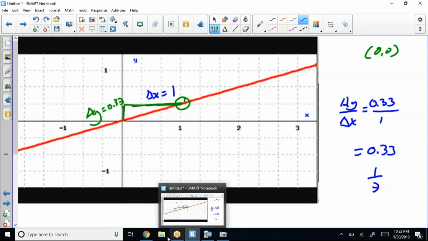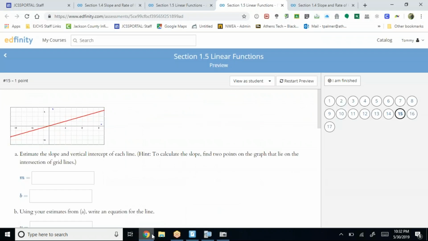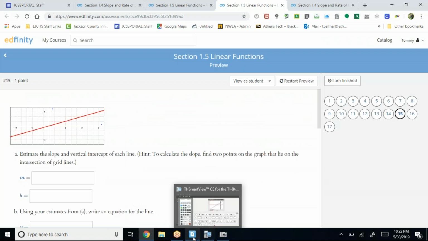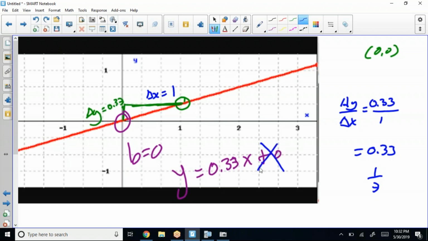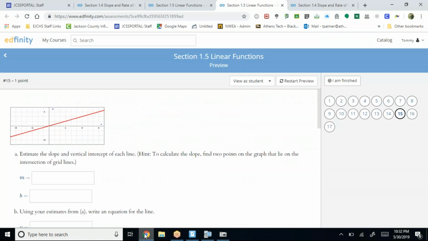So let's go back. The y-intercept would be 0. Do you see why the y-intercept would be 0 right there? It crosses the y-axis at 0, so the b is 0. So if I were to write this, it'd be 0.33x, right? I could do plus 0, but if I add 0 to it, I'm really not changing the equation itself, right? So let's look and see what else.